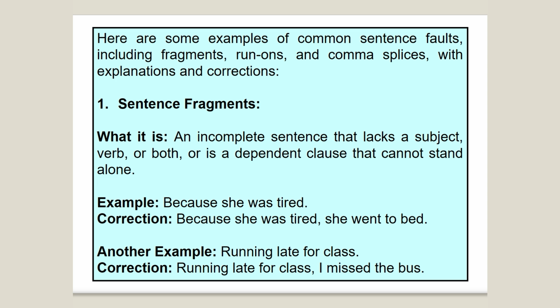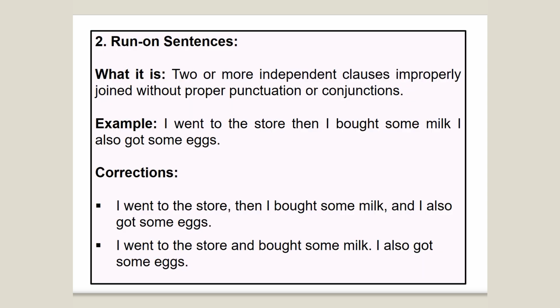Number 2, what are run-on sentences? When two or more independent clauses are improperly joined without proper punctuation or conjunction, they are called run-on sentences. For example, "I went to the store, then I bought some milk. I also got some eggs." What will be the correction? "I went to the store, then I bought some milk, and I also got some eggs."